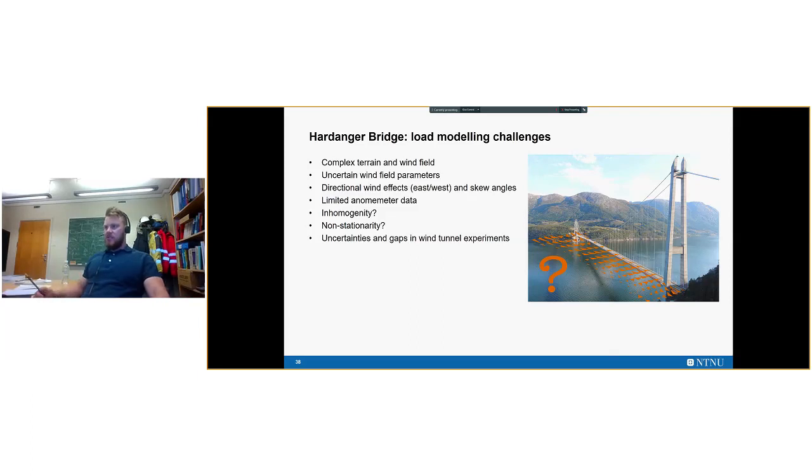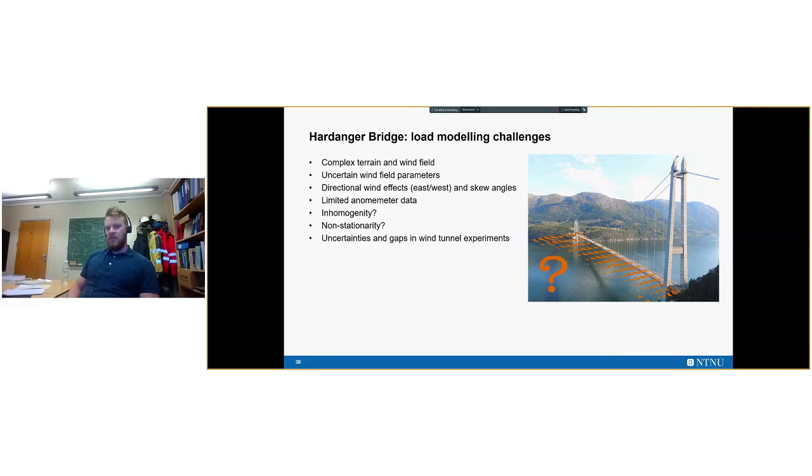So the challenges for the Hardanger bridge lie in the modeling of the wind field and in the aerodynamic properties of the structure itself. As is quite clear from the picture in the slide, the terrain around the bridge site is quite complex, and this has some implications on the local wind field. Previous studies we have done show that we have some directional wind effects.